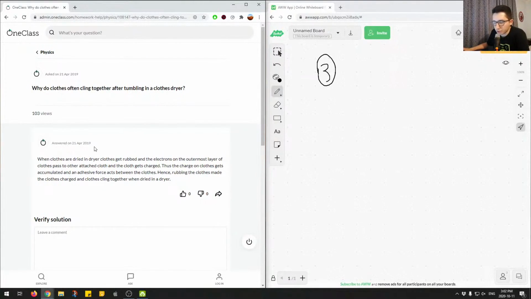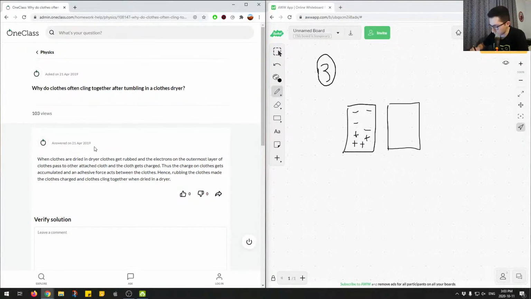So this is the correct answer, but let's think about this with respect to why this happens. So let's say we had, I'll just make 2 boxes, and each box represents pieces of clothes. Let's just say these are tumbling around in the dryer. And each one has, let's say, a certain set of electrons. So 4 electrons and let's say 4 protons, or positively charged. So it has 4 positive charged particles and 4 negatively charged. So these are neutral, so they're initially neutrally charged.